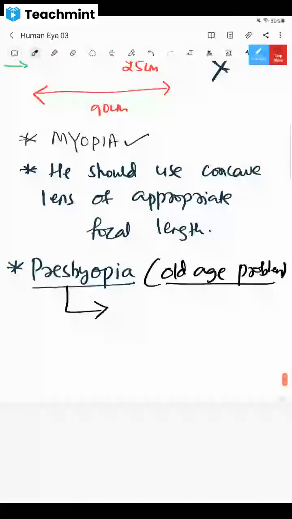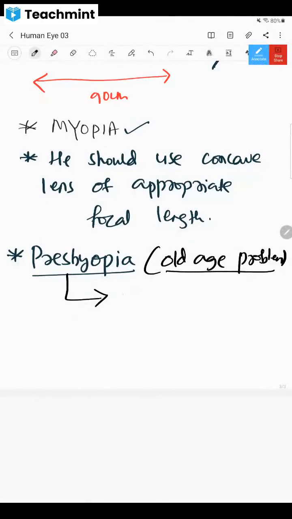In old people, power of accommodation of eye lens is lost due to weakening of ciliary muscles. Due to this, objects at near point cannot be seen clearly. This is called presbyopia, sir.